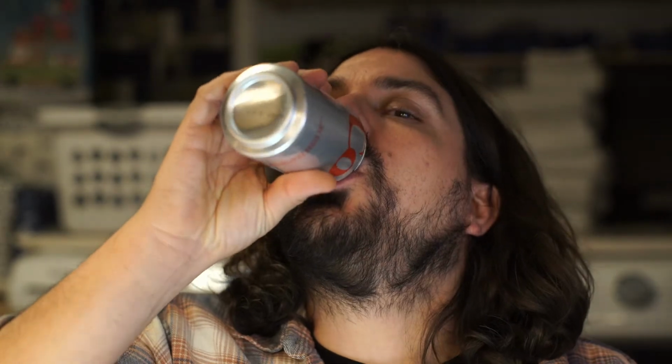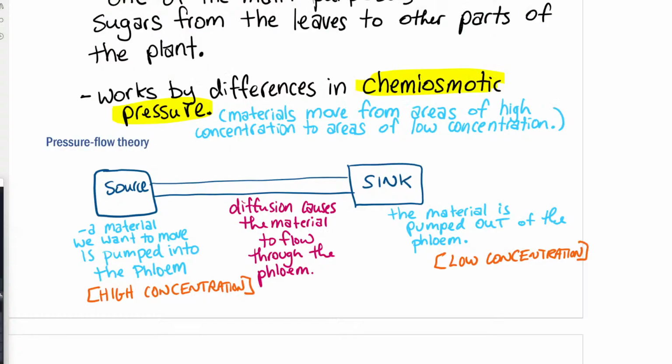Because in nature, things naturally move from where there's a lot of them to where there's a little bit of them. So all you have to do is control movement at the source where you're putting it in and the sink where you're taking it out, and the movement between those two places happens naturally, happens automatically. So the actual movement from one place to another is passive. The only active part is pumping it into the vessels themselves.